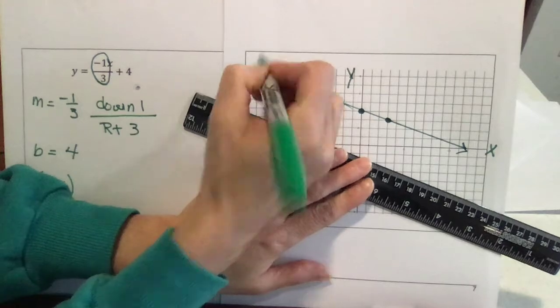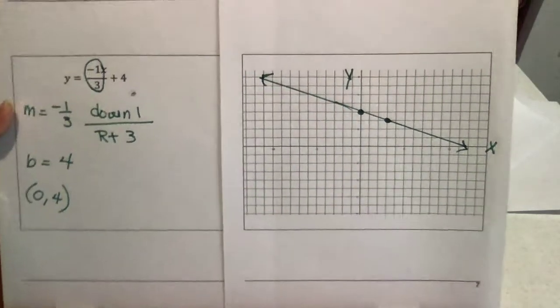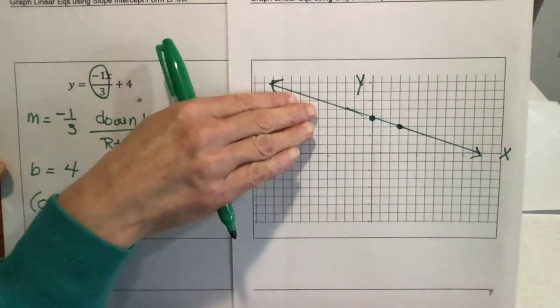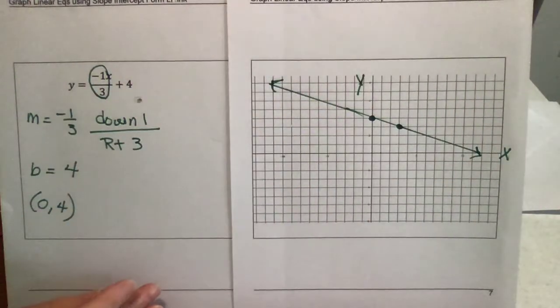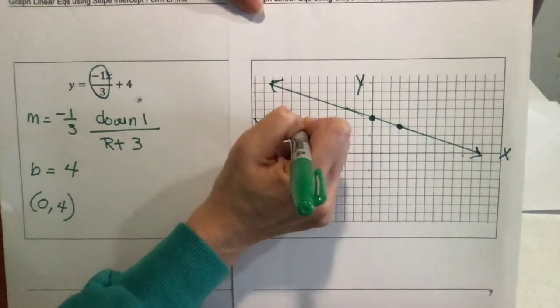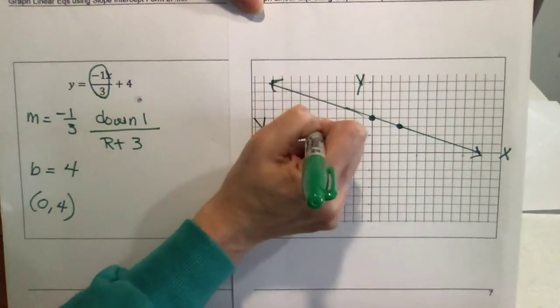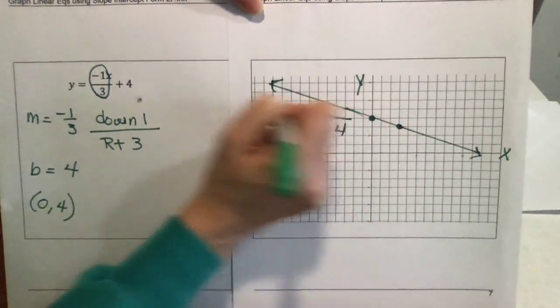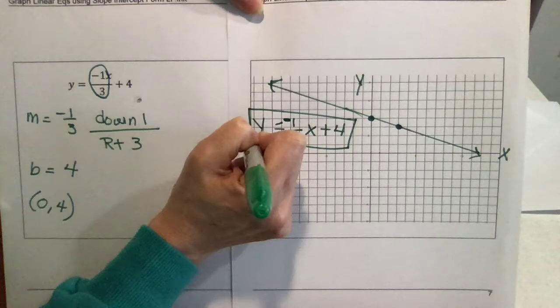Arrows on both ends. It makes sense that our slope is negative 1/3, and our line as we go left to right is going downward. So that is a negative slope. So y equals negative 1/3 x plus 4. Make those negatives dark enough so you can see them. And that is the line we just graphed.